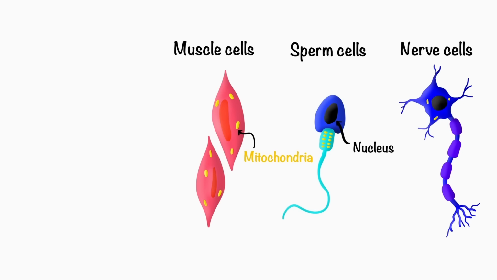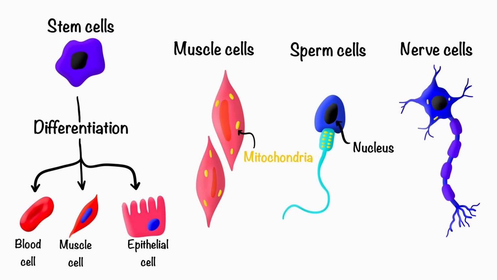Let's start with the cell. Cells are the basic building blocks of all living organisms. Different cells have different structures that allow them to perform specialized functions. These specialized cells are created through a process called differentiation. This is when cells develop specific features to perform particular tasks.